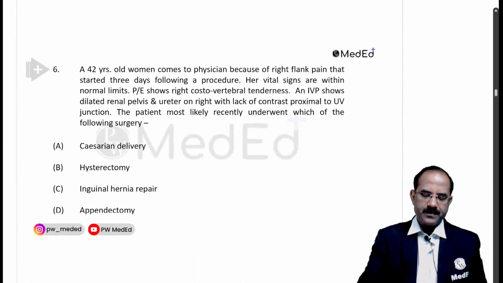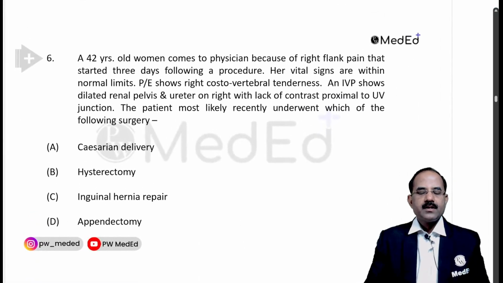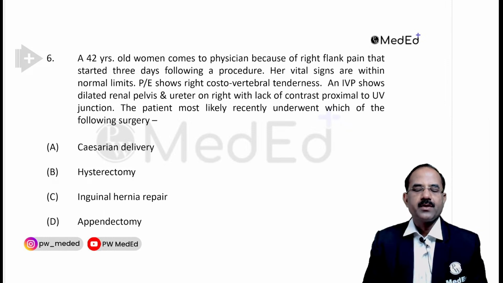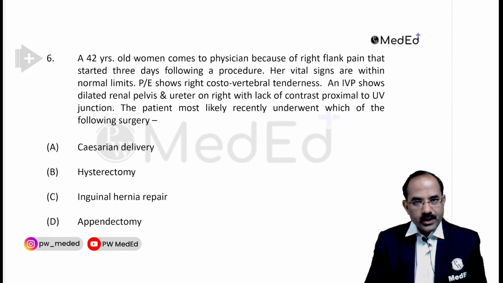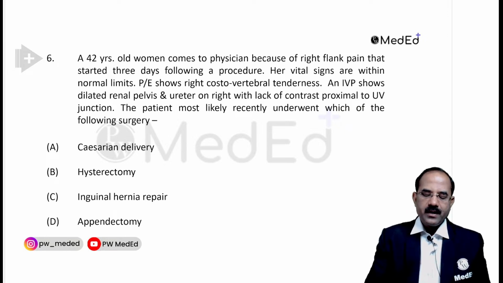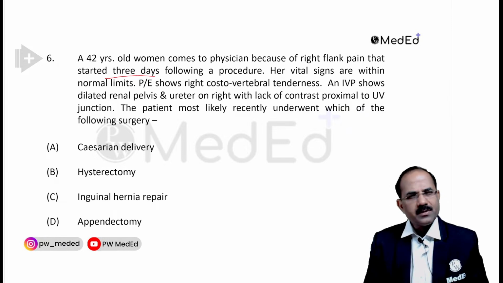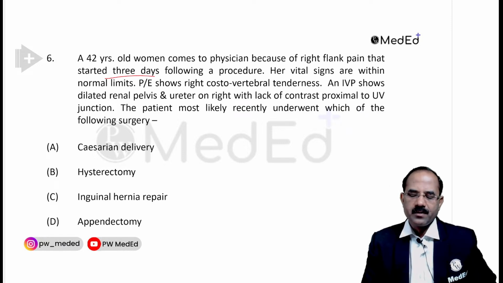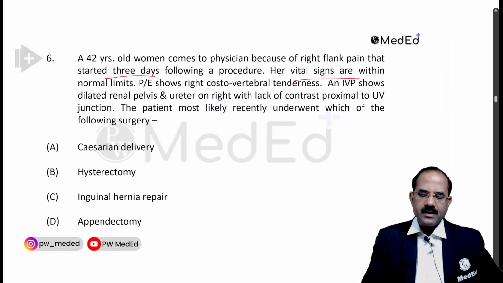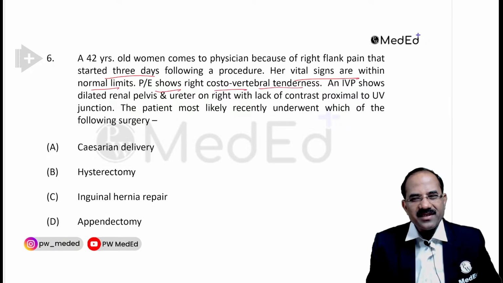Fine, that's it. See this MCQ. Chalo, we'll proceed to the next MCQ. A 42-year-old woman comes to a physician because of right flank pain that started 3 days ago following a procedure. That means there was some procedure done and the patient is now getting right flank pain. Her vital signs are within normal limits. Physical examination shows right costovertebral tenderness.